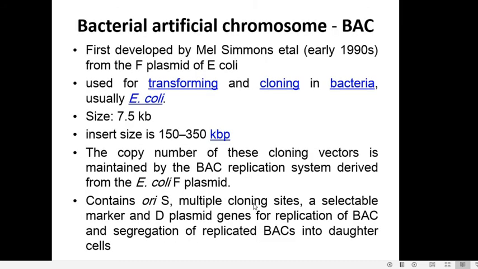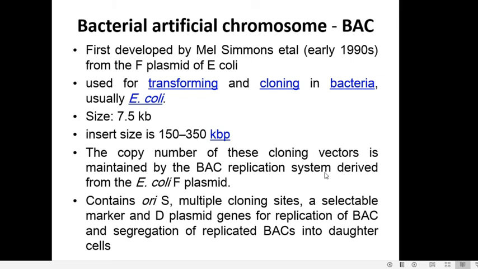So now we will move on to the next type of artificial chromosome, which is called BAC, or bacterial artificial chromosome, first developed by Mel Simmons and his co-workers in the early 1990s. This is derived from the F plasmid of E. coli. It is usually used for transforming and cloning in E. coli cells. Usually E. coli cells are used as host cells. It is not a shuttle vector. The size of this vector is 7.5 kb and the size of the foreign DNA it can carry is 150 to 350 kb. So this is also able to carry long DNA sequences.